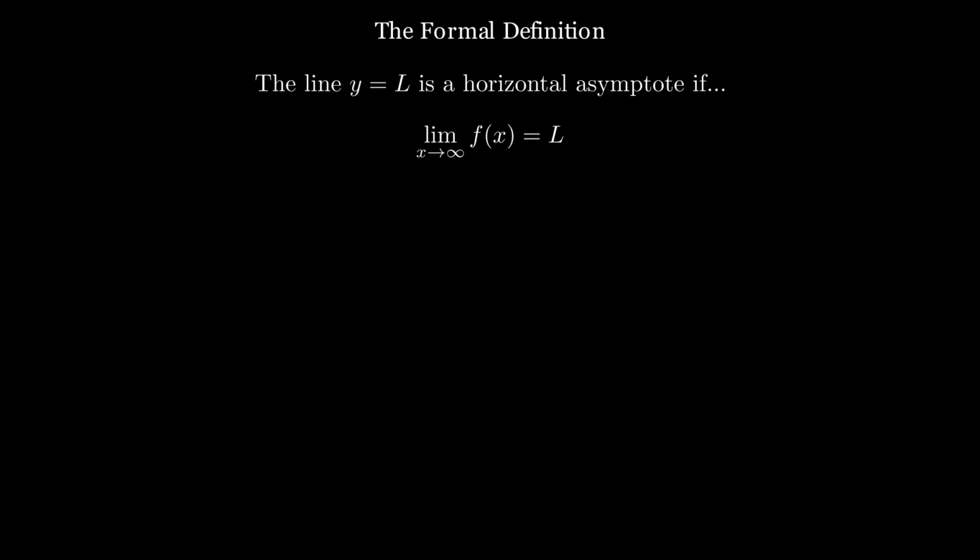In calculus, we use limits to define this formally. The limit of f of x as x approaches infinity is a finite number, L. Or if the limit of f of x as x approaches negative infinity is L. A function can have up to two different horizontal asymptotes.